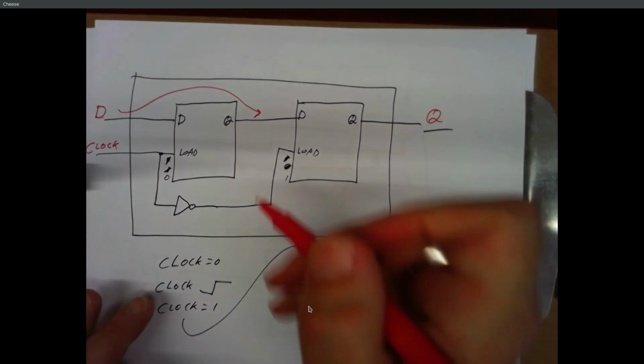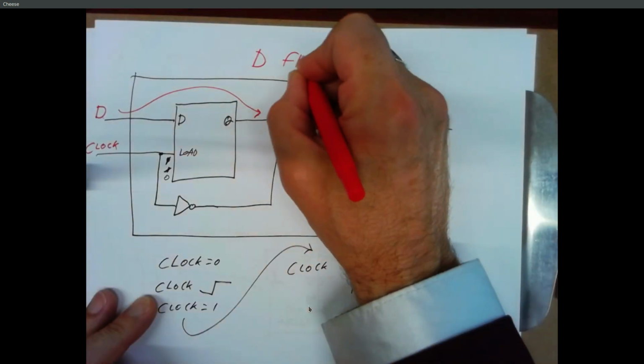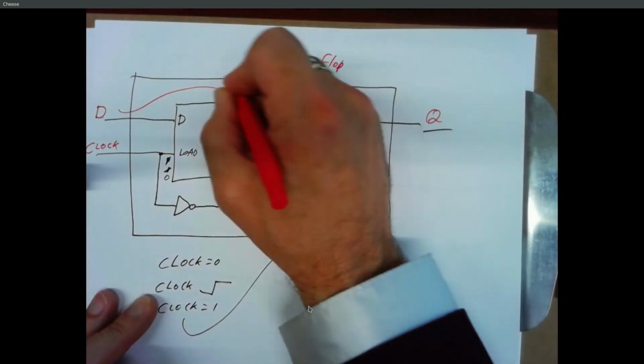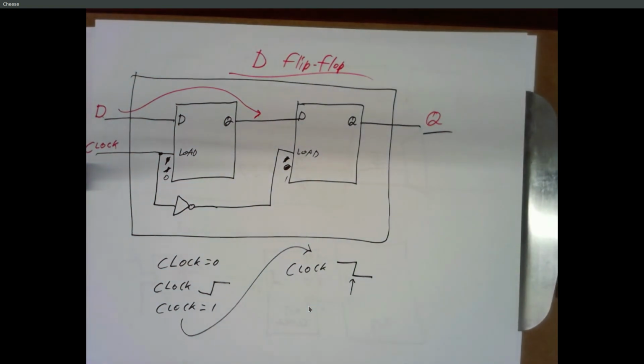Okay, so this is called a D flip-flop. And so I try to use the convention that gate means that it's level triggered, flip-flop means it's edge triggered. And pretty much everything we do other than random homework questions, we're going to deal with flip-flops from here on out, because they have this nice clock behavior.